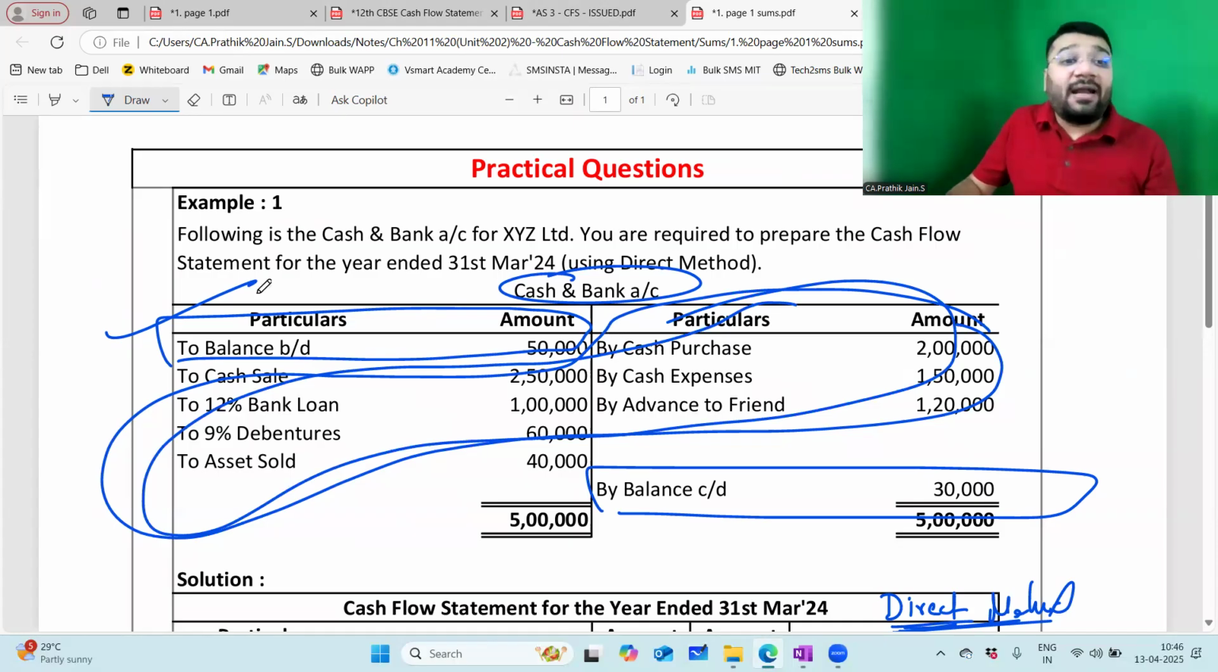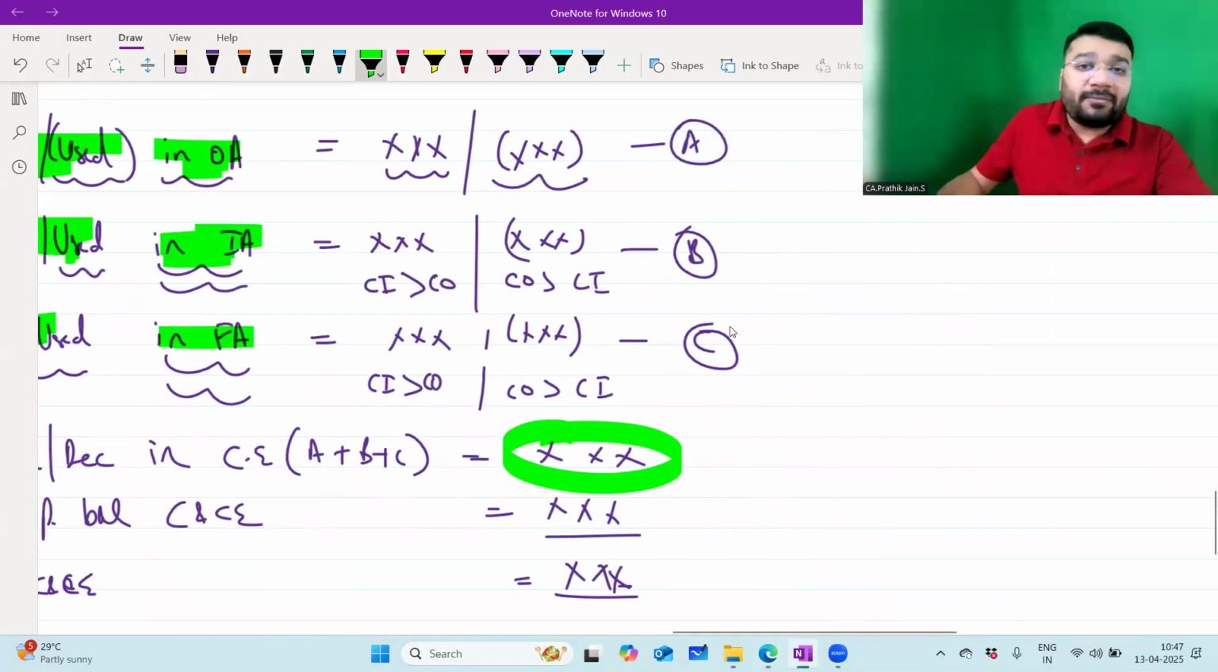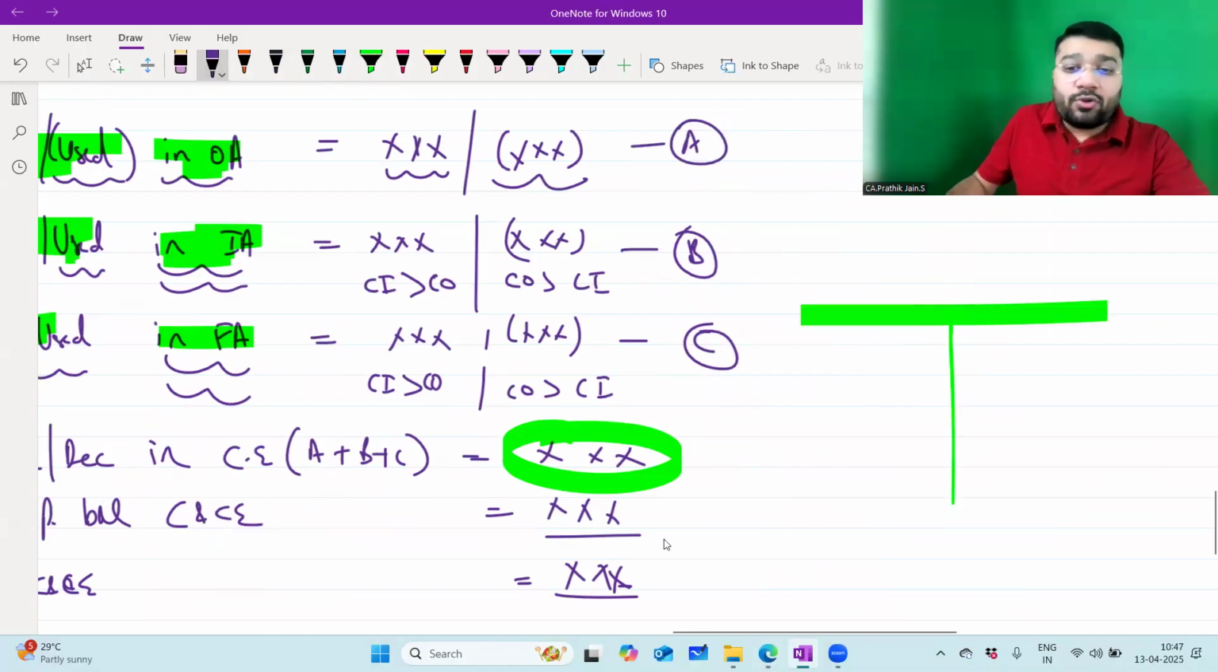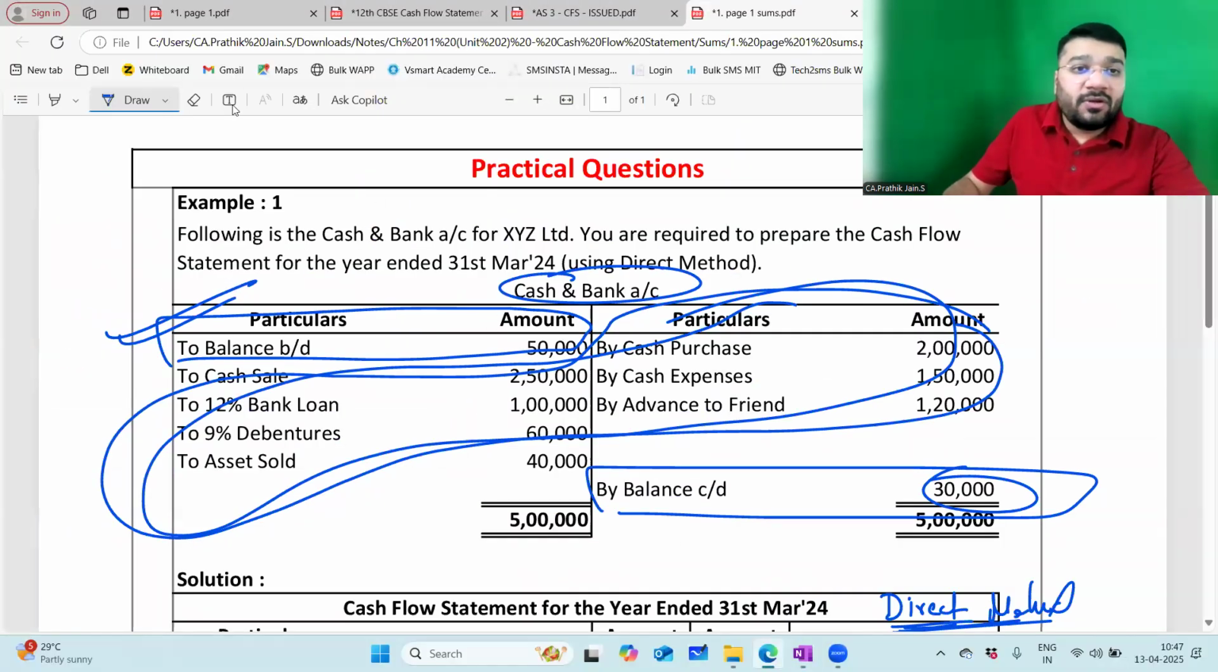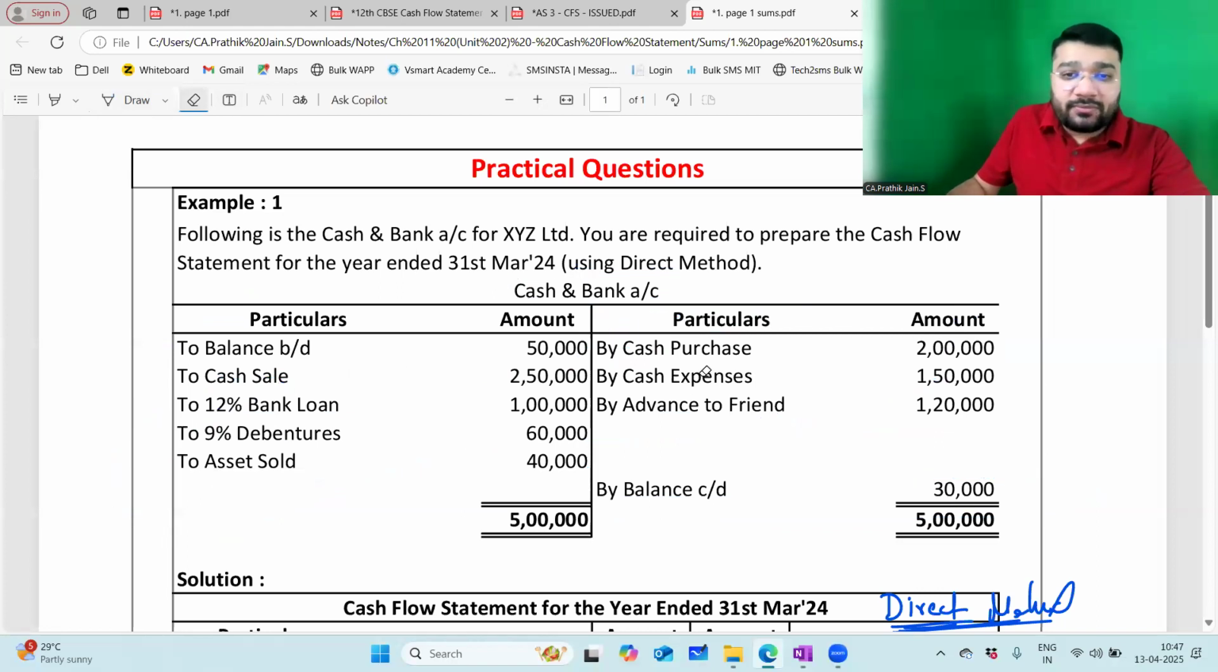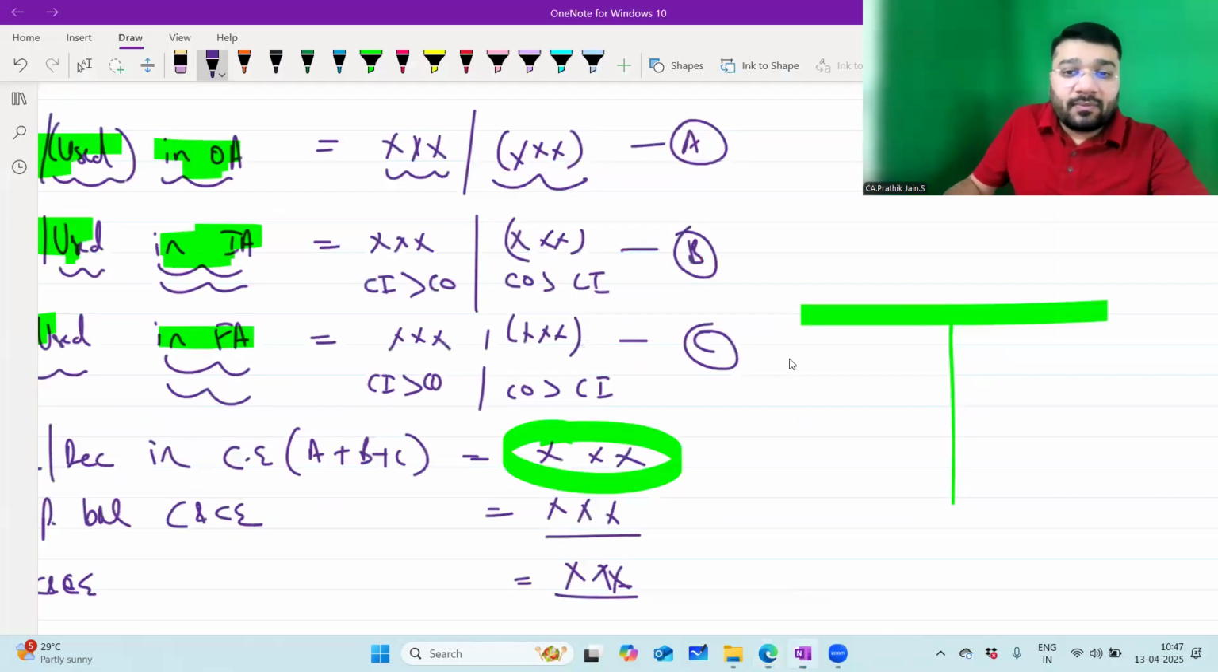And with this, what do we add? We add the opening balance. If I add the opening balance, it will be equal to the closing balance. So if I have to put this in ledger format, what is opening balance in this question? 50,000 was opening balance in this question. To balance brought down 50,000 rupees.